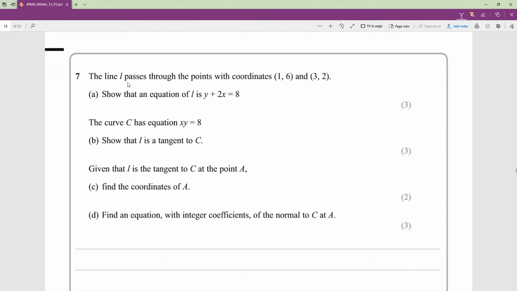Anyway, so we're going to start with this question, which is an 11-mark question about the Cartesian Coordinate Plane. So, how do we approach this? The line L passes through the points with coordinates (1, 6) and (3, 2). Show that the equation of L is y plus 2x equals 8.